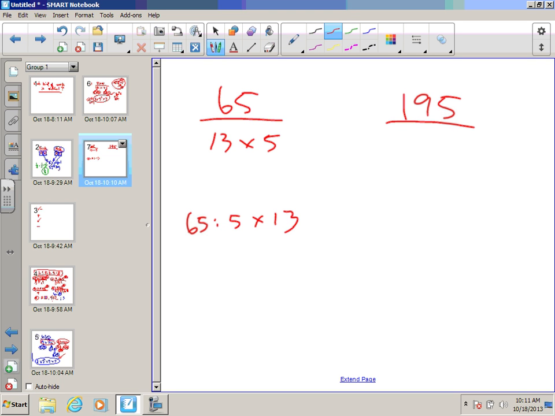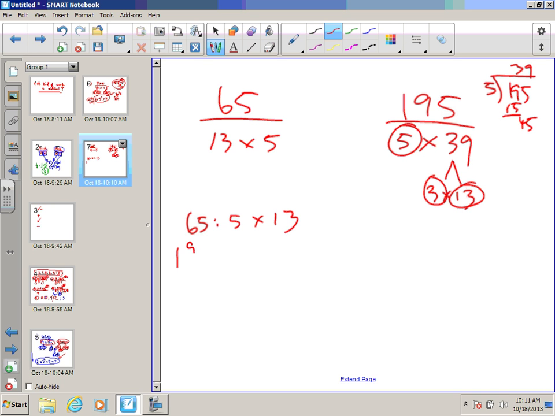195, again, divisible by 5. Well, if 20 times 5 is 100, 40 times 5 is 200, but I need to go one less, so let's go 39, right? Now again, that being said, you can always still find it this way, okay? 5 is prime. 39, is that prime? You should know from yesterday. 3 times 13. So now the 195 has a 3, a 5, and a 13.